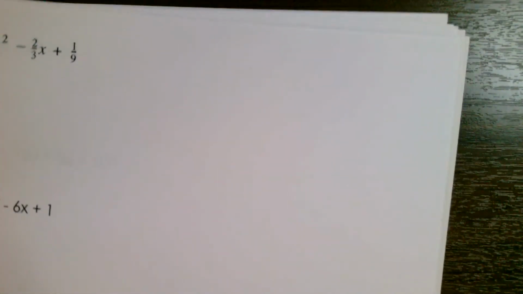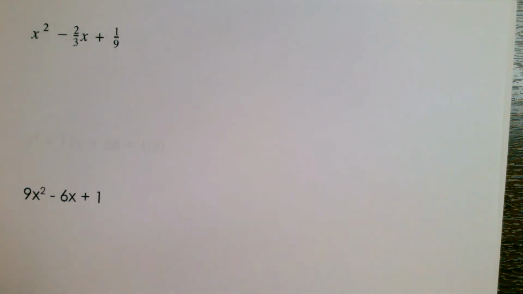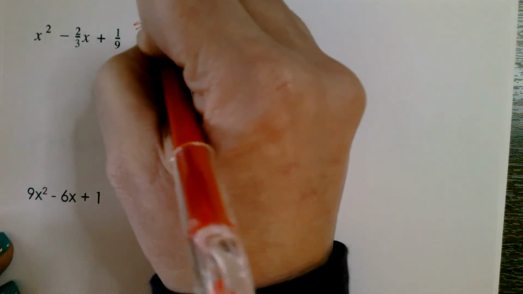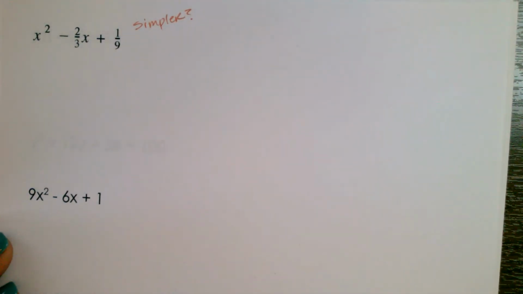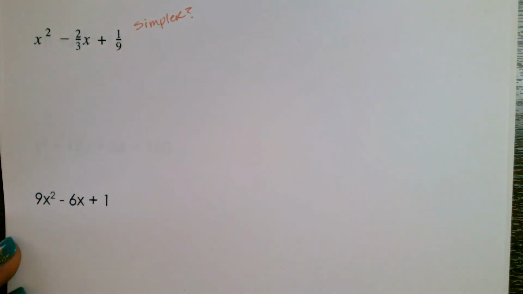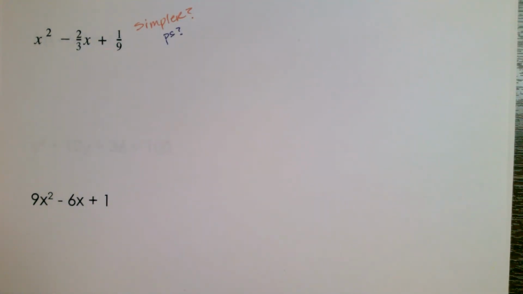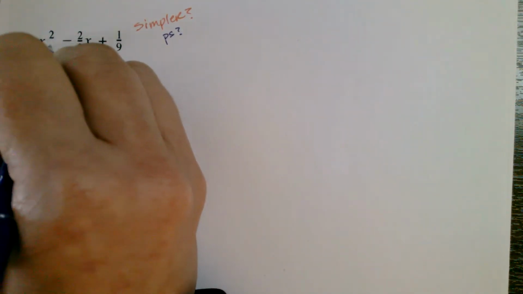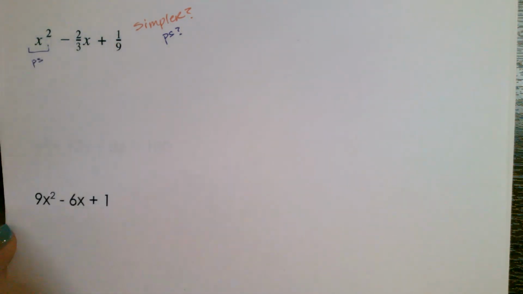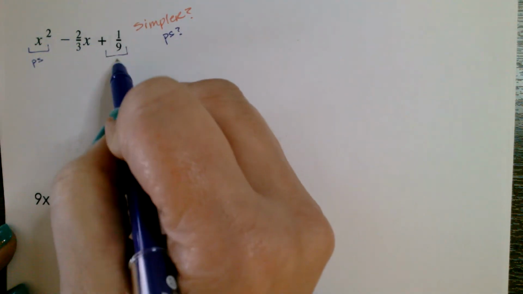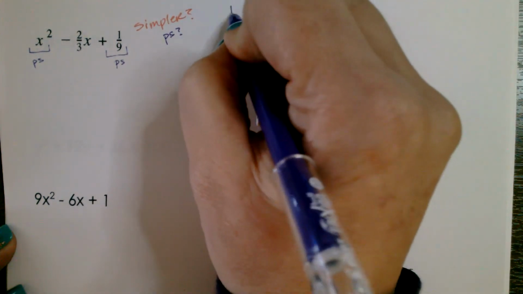Oh, I got fractions for you, but we're not going to freak out. Can we make it simpler? No. I am going to test and see if it's a perfect square trinomial. Again, you may skip that part if you want. Is that a perfect square? Yes. Is this a perfect square? That's a great question. 1/9.